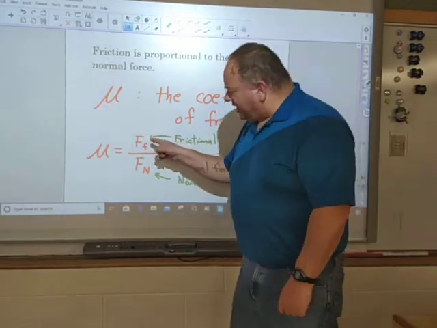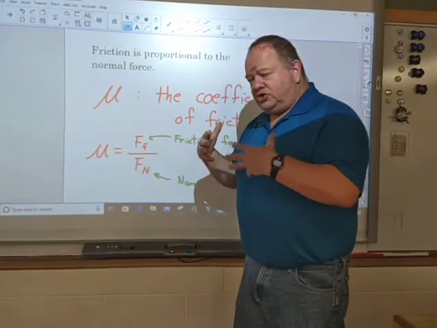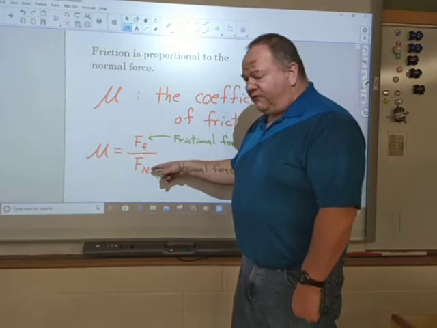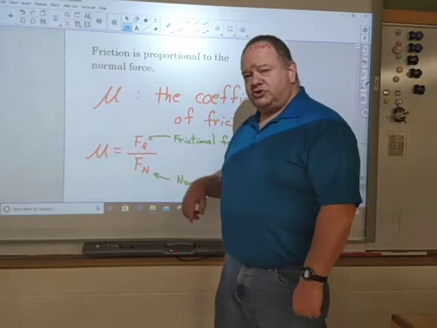So this is the frictional force. This is that ratio that describes the surface. Okay? But the bigger the normal force, the bigger the frictional force. These two are directly proportional to each other.